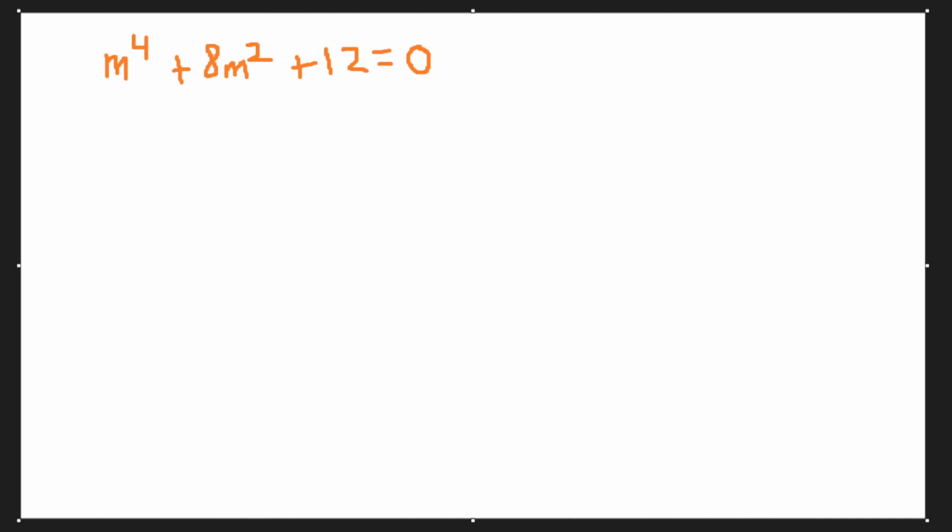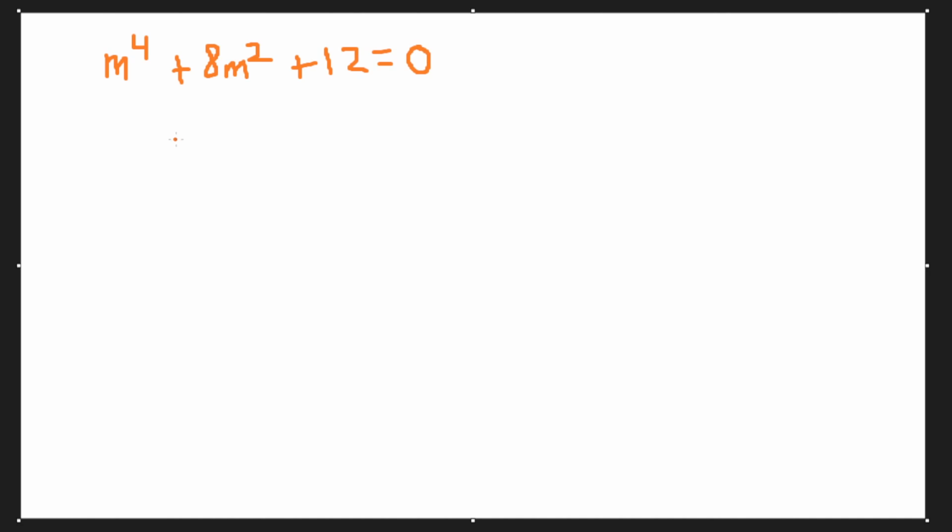Hi everyone, today I'll be showing you how to factor and solve a fourth order polynomial equation. So for this example 3, we have m to the fourth power plus 8m squared plus 12 equals 0. Notice that the highest power is 4, so there will be 4 solutions after we factor and solve for m.